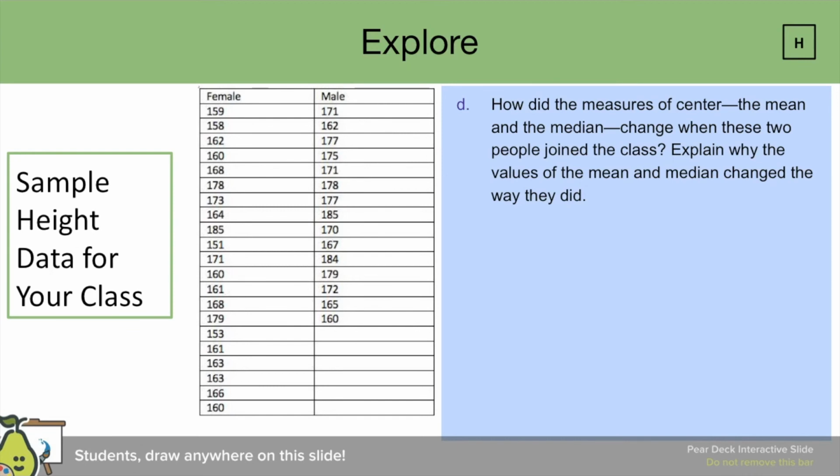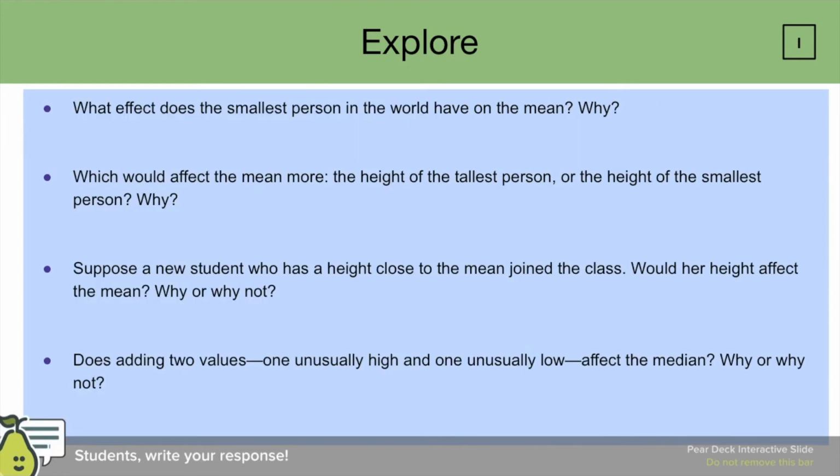The median is not changed because a new data point was added on each end, so the original middle value is also the new middle value. For slide I, students are going to use these whole class discussion questions to further explore how unusually high or low values affect the mean and the median. Invite several students to share the new mean and median and to explain how these measures would change if the world's shortest person joined the class.